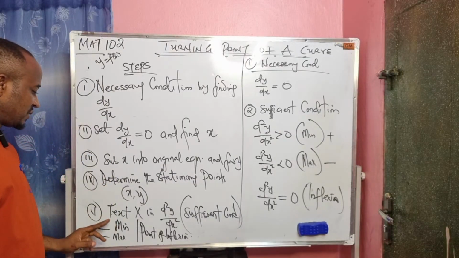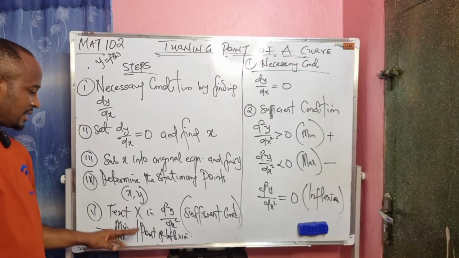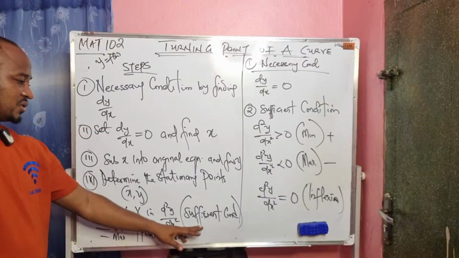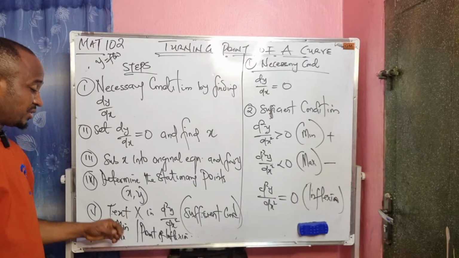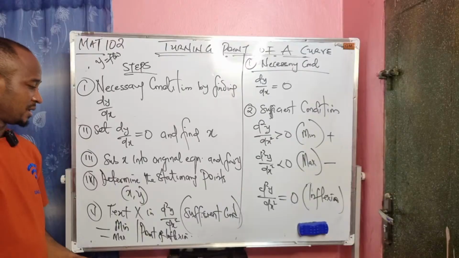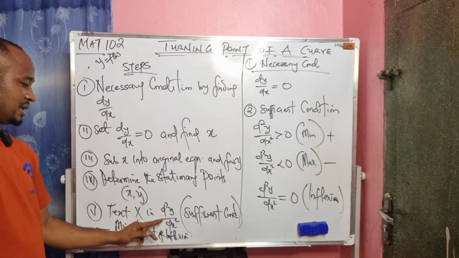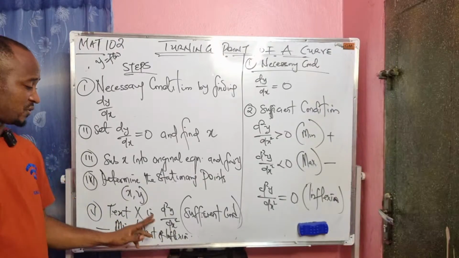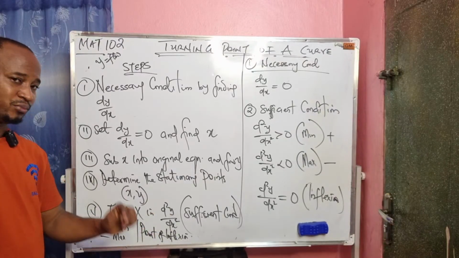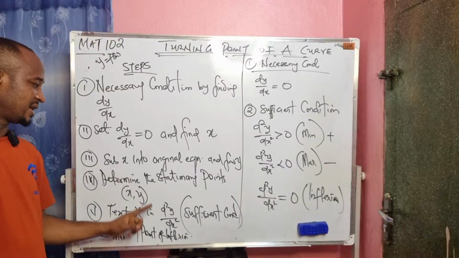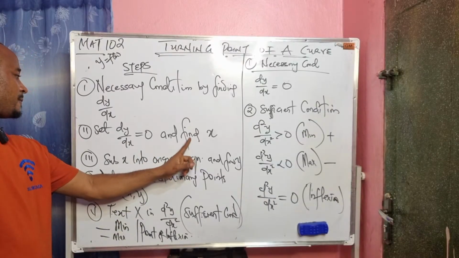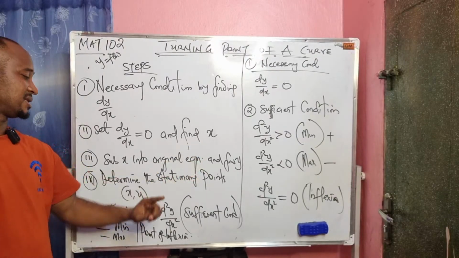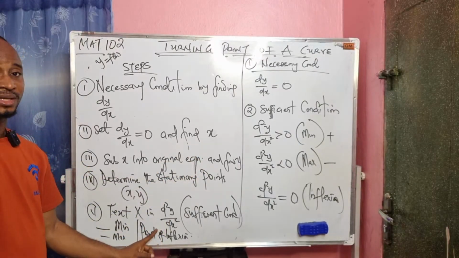All right, the fifth one says we have to test x in d2y over dx squared, meaning the sufficient condition. We have to put the value of x in d2y over dx squared. That means I must have differentiated and gotten my second derivative function. Then you put in the value of x we got in number 2. We say find x. I have to put back this x in my d2y over dx squared.